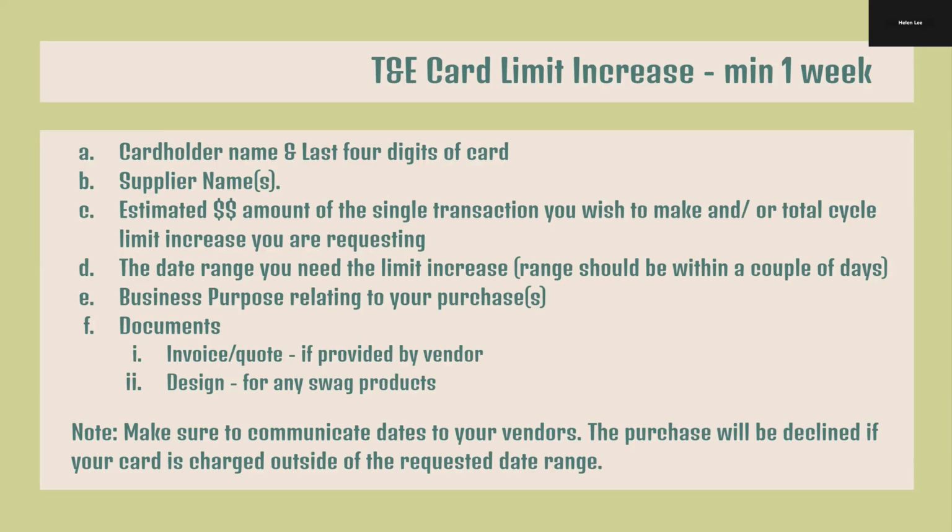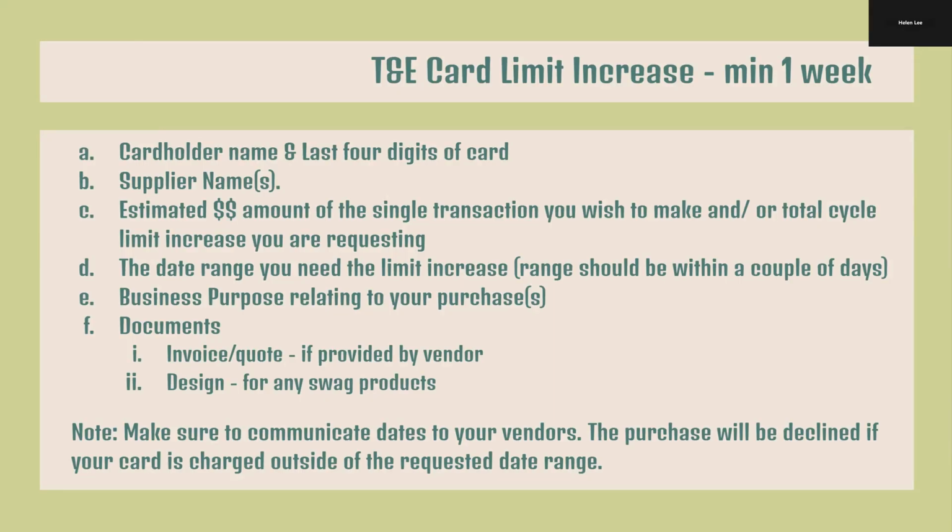And the biggest difference between the limit increase and a merchant code is letter C here and F. So letter C, we will require the estimated monetary amount of the single transaction you wish to make, or the total cycle limit increase you're requesting. So if you need to submit a swag order of $6,000, we'll go ahead and submit a request for $6,000.